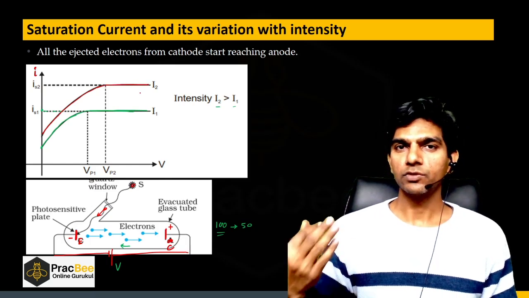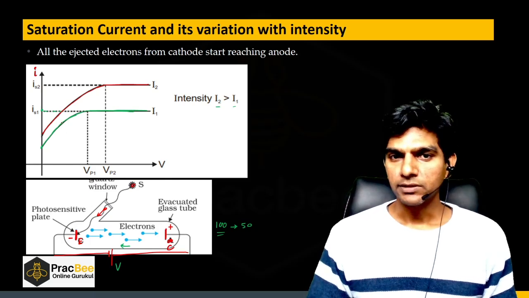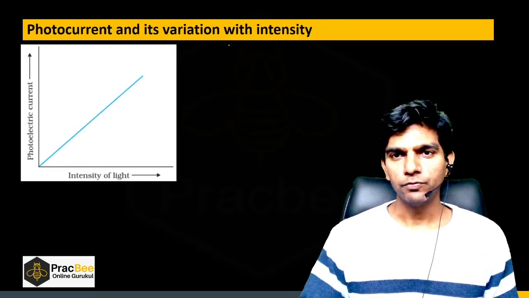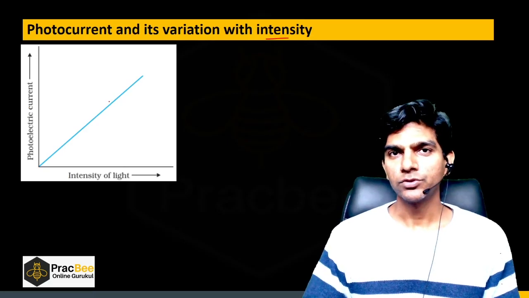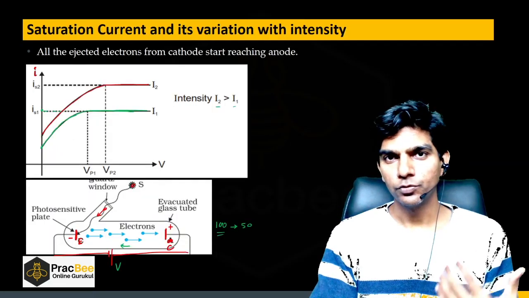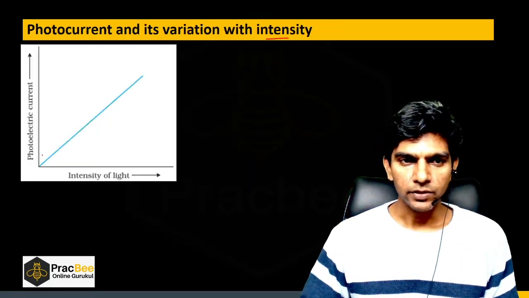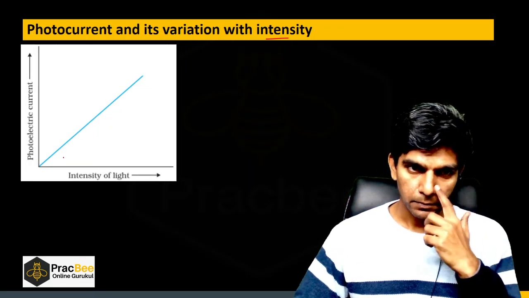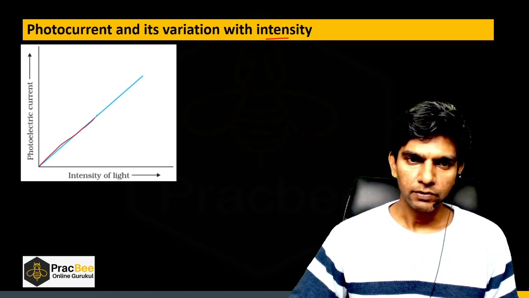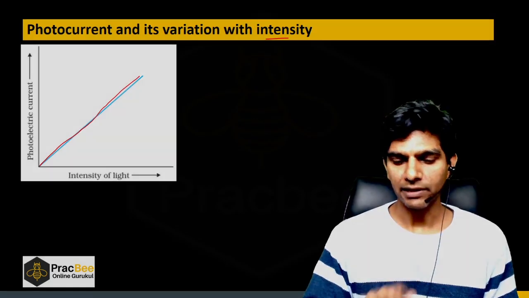So we can see the saturation current depends upon the intensity. So do remember this graph. Now let us see what happens to the photocurrent if we increase the intensity. As we have seen in this graph, as we increase the intensity, the photocurrent, the saturation current, has increased. So we can say, as we increase the intensity, the photocurrent will increase, right? So do remember this, it's a straight line.